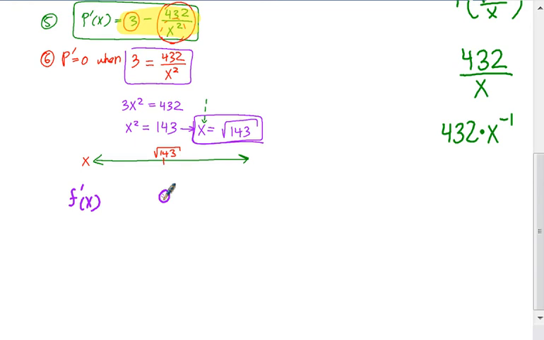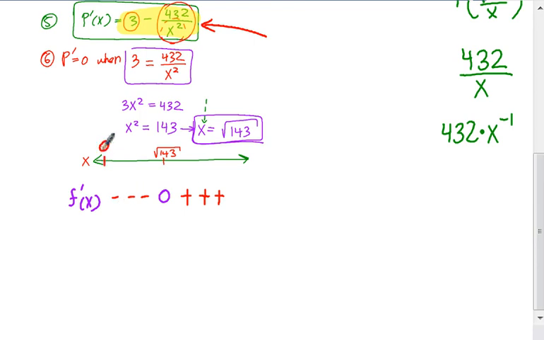So the question is, if you plug in something larger, like 1,000,000, what's going to happen? Okay, so we're analyzing this expression when x is 1,000,000. We're getting 432 divided by an awfully big number, and that feels like it's going to be less than 3, so 3 minus something small should be positive, we would expect. On the other hand, if you use something that's less than this critical number, but still positive, how about 1, for example, you're going to get 3 minus 432 over 1 squared, which you can tell is a negative value.